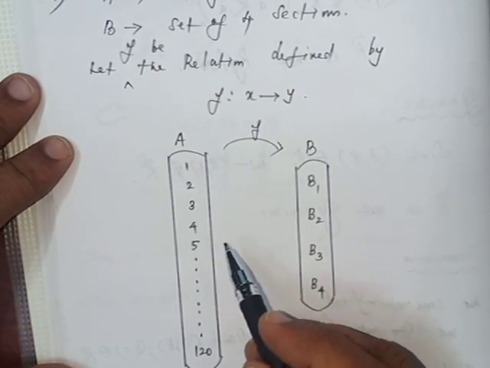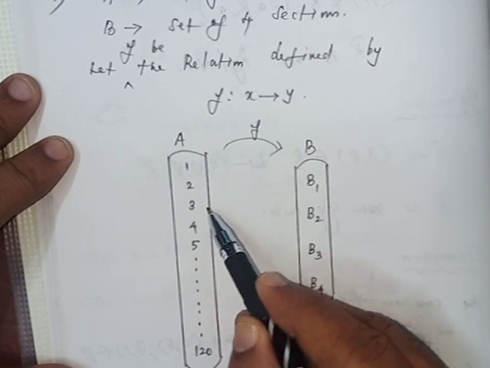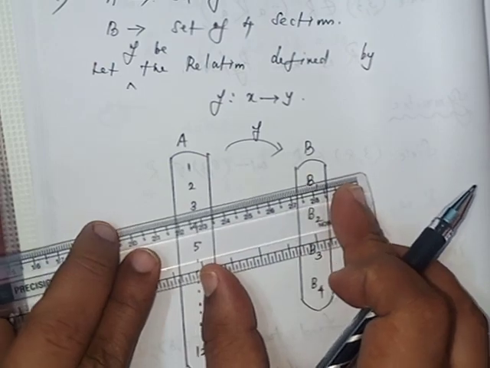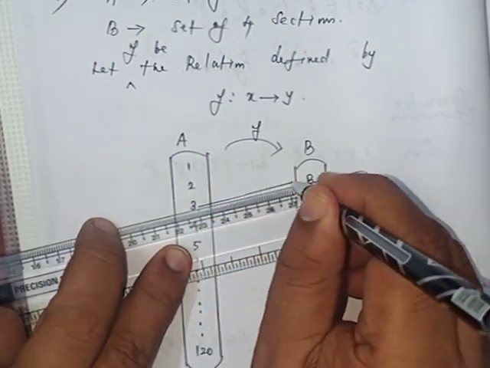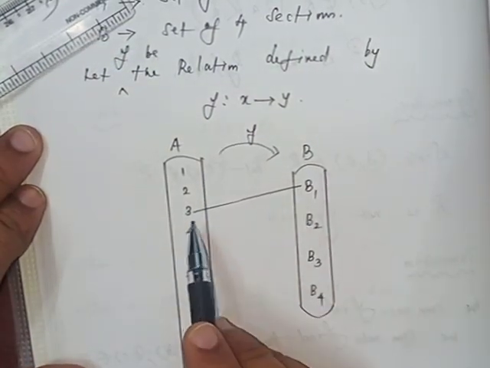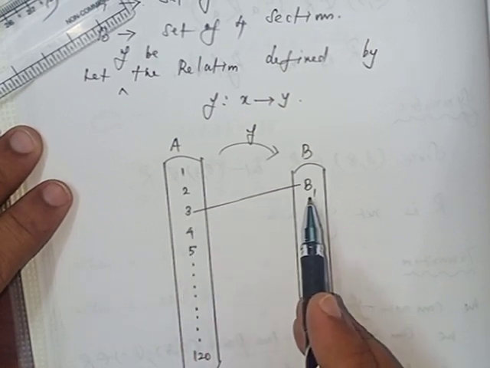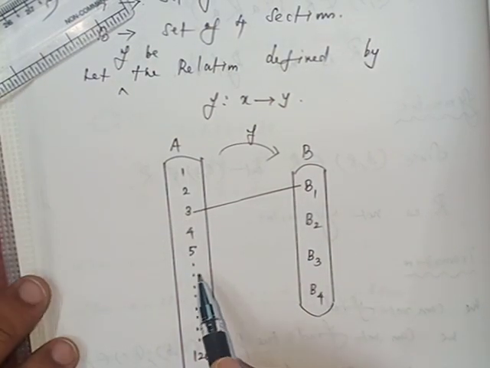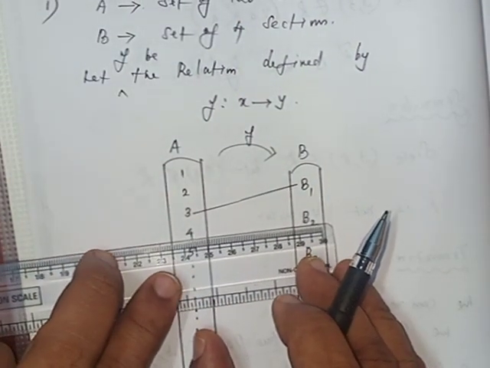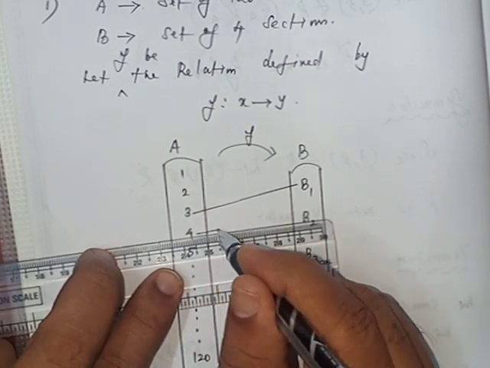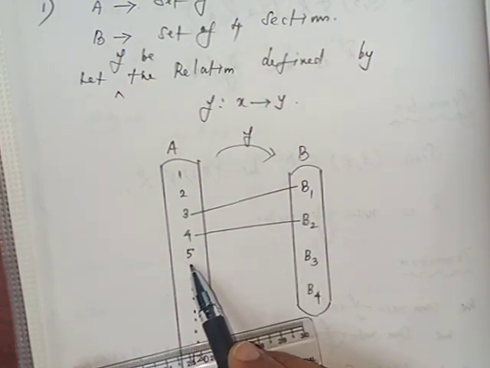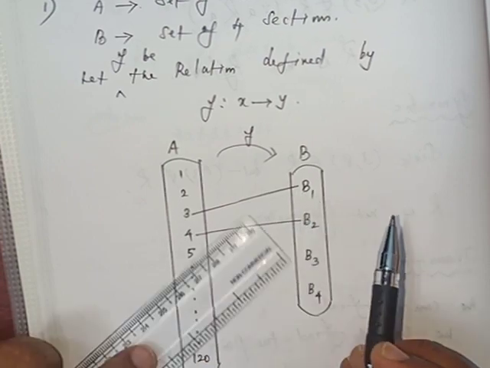Suppose I consider one student, the third student, belongs to that section B1. One student can be in any one of the sections. I consider the third boy in section B1. Now, I consider the fourth boy in the second section, that is B2. Now I consider the fifth boy in the same section B1.